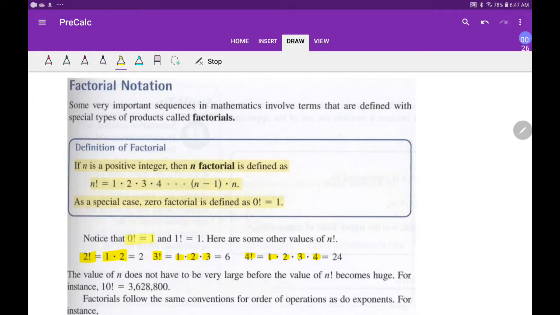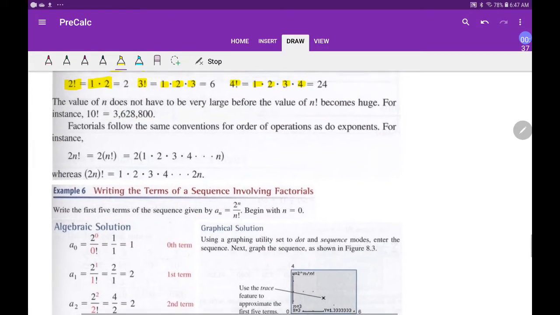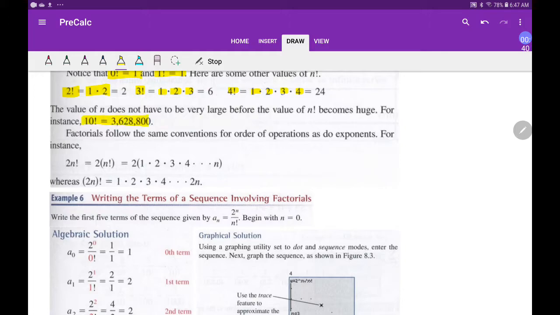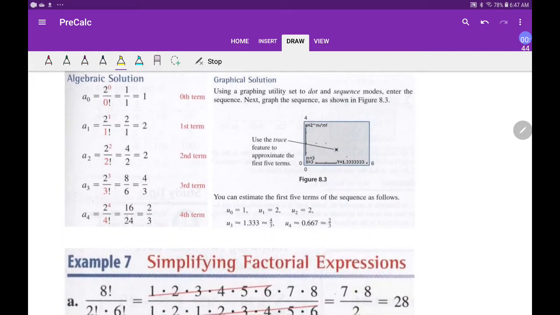0 factorial, we've decided that's just going to be 1, and 1 factorial, of course, is 1, so they're both 1. 0 factorial is not 0, just because we decided. 10 factorial, that really starts to add up quickly. You can see how this works.